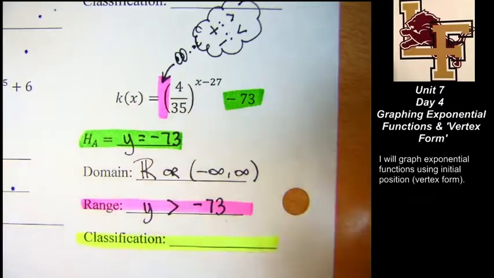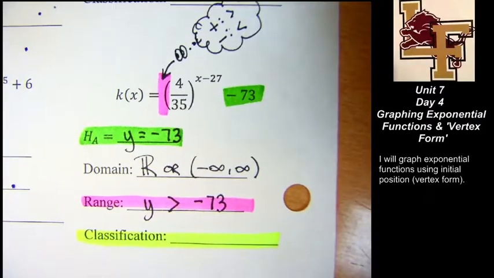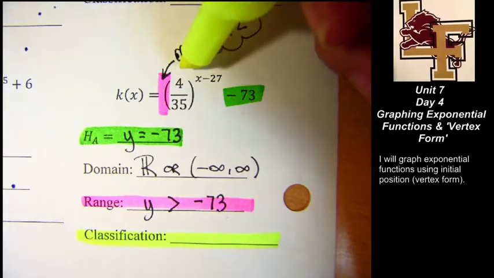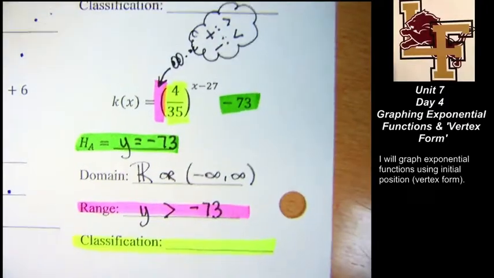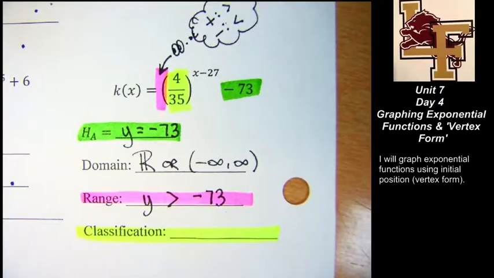Last thing is the classification. Where are you going to look for the classification? At the base. Yeah, at the B, the base right there, the thing in the parentheses. He's saying it's a growth. Do I have any other suggestions? Decay. Because it's a fraction less than 1.